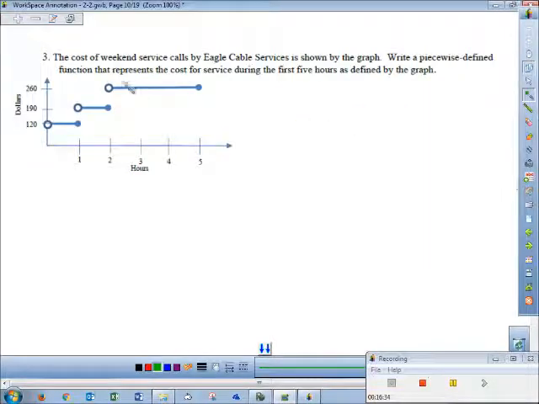Alright, and then finally, now here is a graph. Let's read it and interpret it. It says the cost of weekend services by Eagle Cable is shown by this graph.